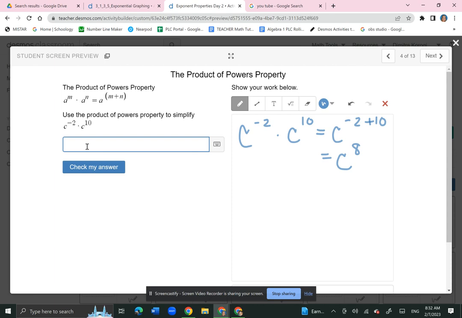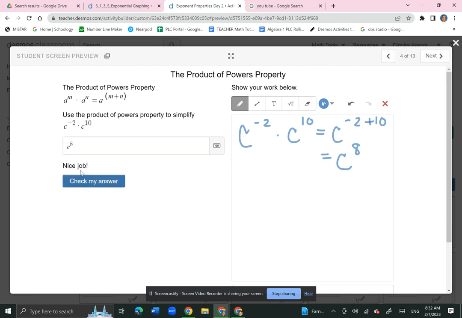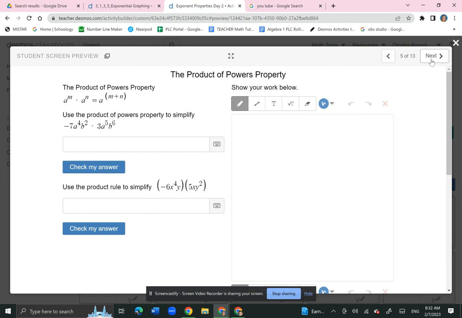Let's see if I'm right. C raised to the power of 8. Yes. All right. So make sure you're copying this work, please. Okay, these might get a little bit more complicated. So I'll do these for you, and then you're going to do the rest of the product of powers slides by yourself.